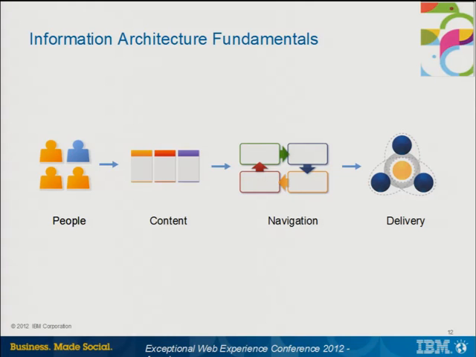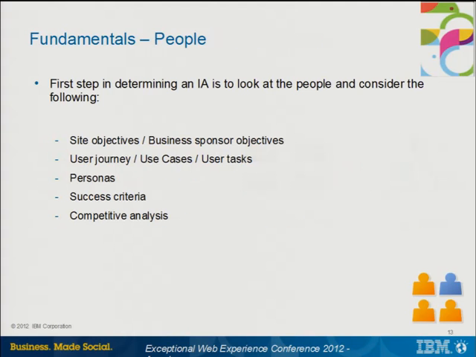So the way that I look at information architecture is four key areas. We've got the people, we've got the content, we've got the navigation, and then we've got bringing it together and the delivery of all of those aspects. So the first step is the people, right? We need to understand why they're coming to the site, or the site's objectives rather, and the business objectives. So that's looking at it from a high level.